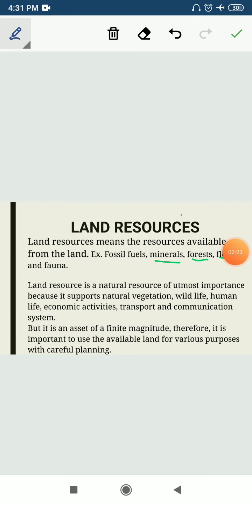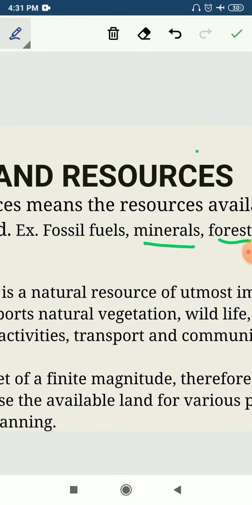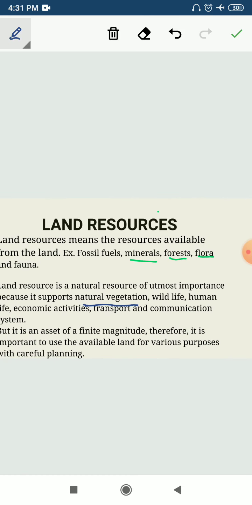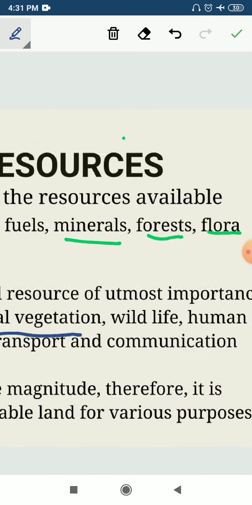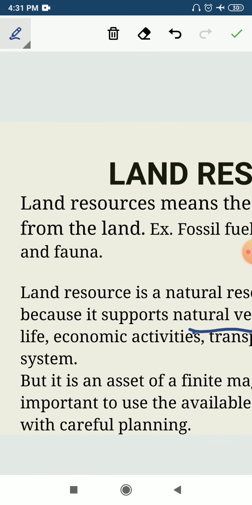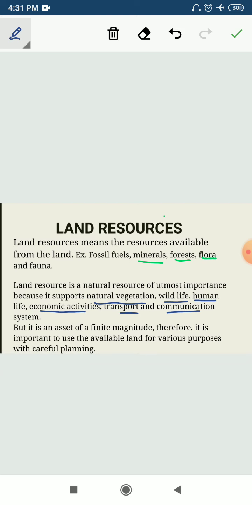So the question that arises here is, why are land resources so important? It is because it supports natural vegetation. So natural vegetation refers to plants that grow on their own without any human interference or human aid. Therefore, land resources support the growth of natural vegetation, wildlife, human life, economic activities, transport and communication system. Therefore, land resources play a major role in our life.